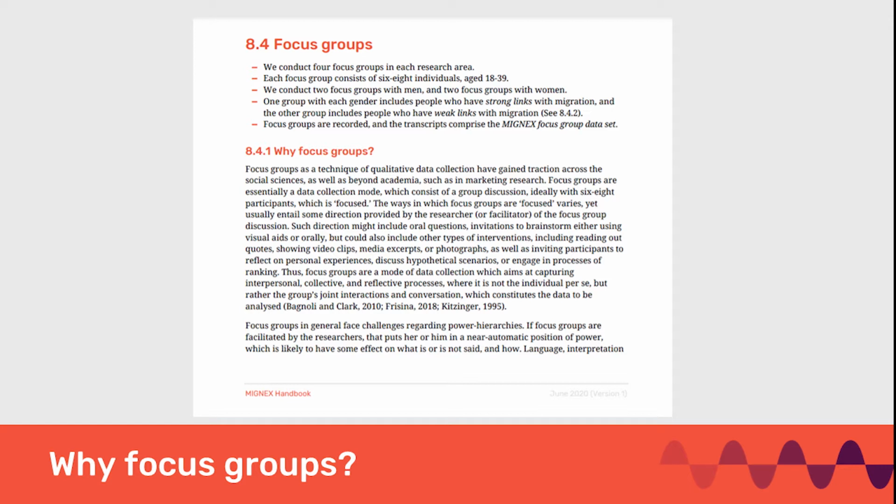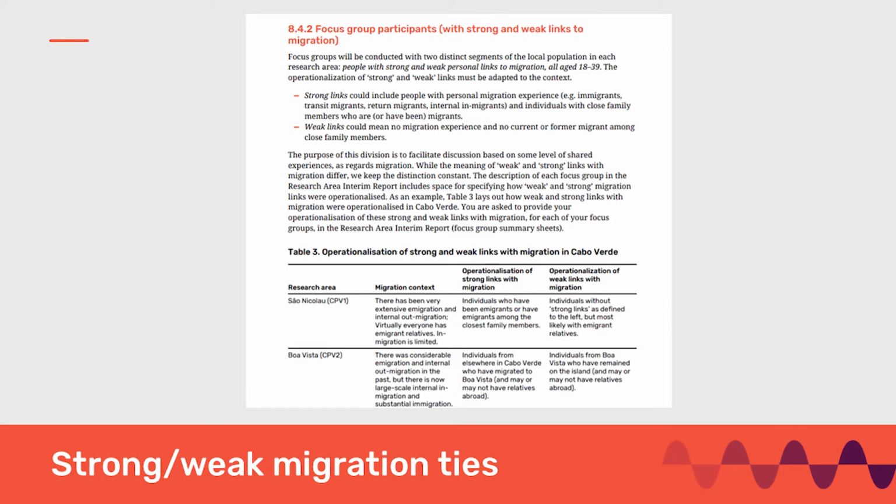Now this is in a way quite a rigid sort of setup, but there's a reason why we've done this, and it is to create sufficient variation but also comparability across the MIGNEX research areas. Then for each of the research areas, of course, what it means to have strong or weak migration ties will vary, and it's really important that you, who know the area, make an assessment of that. If you're not sure before going to the field, make sure to spend the first few days doing key informant interviews so you actually do know, and you can make an informed choice about who you recruit to be part of the focus groups with the weak or strong migration ties.